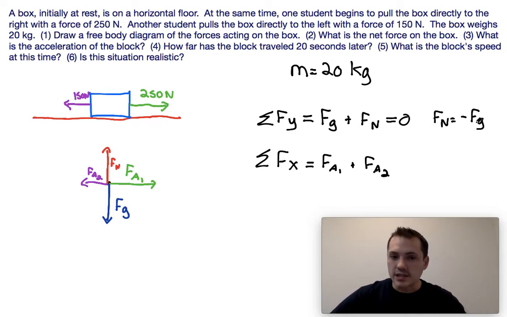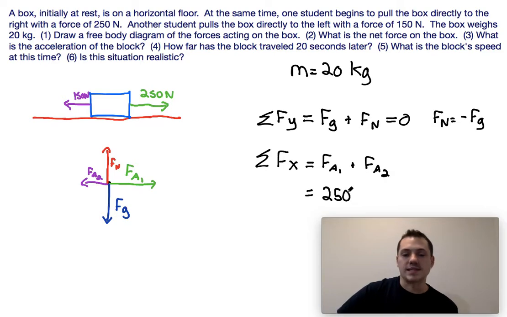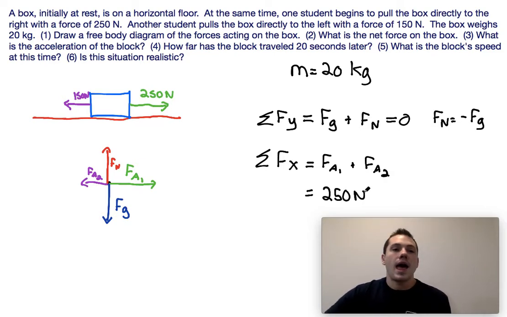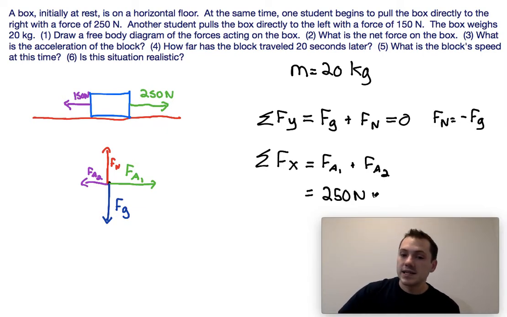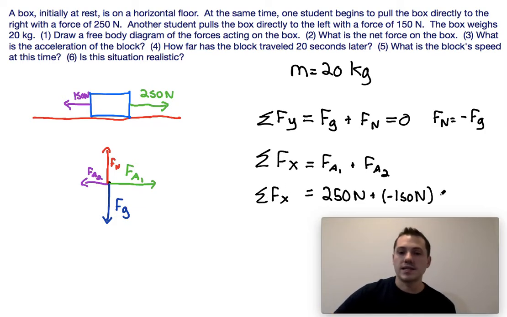Now in the x direction, these don't cancel out because these are unequal forces. We actually know the values of these. So our applied force 1 is 250 newtons, which I'm going to say is positive 250 newtons because it's acting to the right. And our applied force 2 is acting directly to the left, and that is negative 150 newtons. So we can see that our summation of forces in the x direction is going to add to 100 newtons.